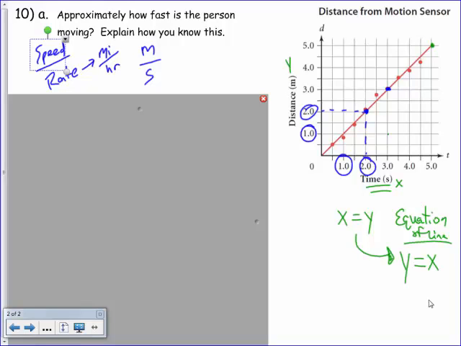Meters per second. So how many meters are you traveling each second then? Well, we said every second you're going how far? 1 meter. So you're going 1 meter per second. So I might write that out. You're going 1 meter each second.